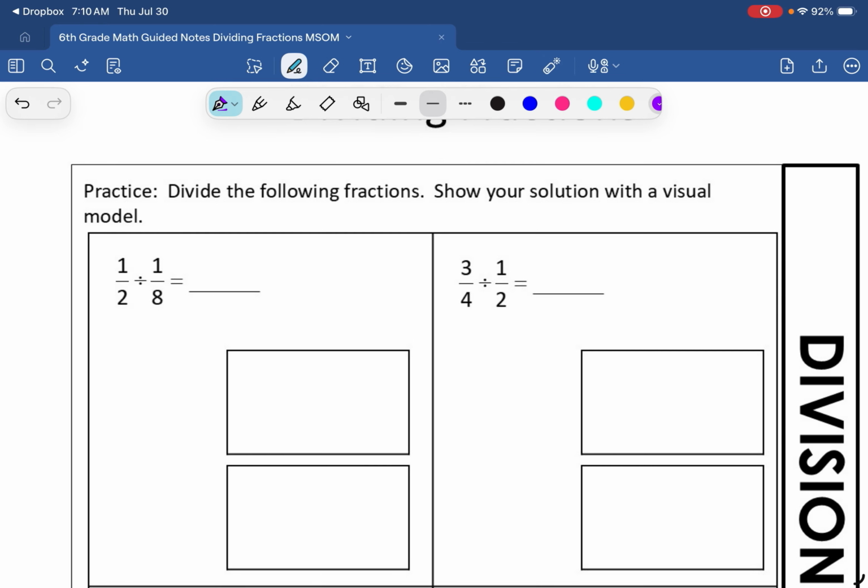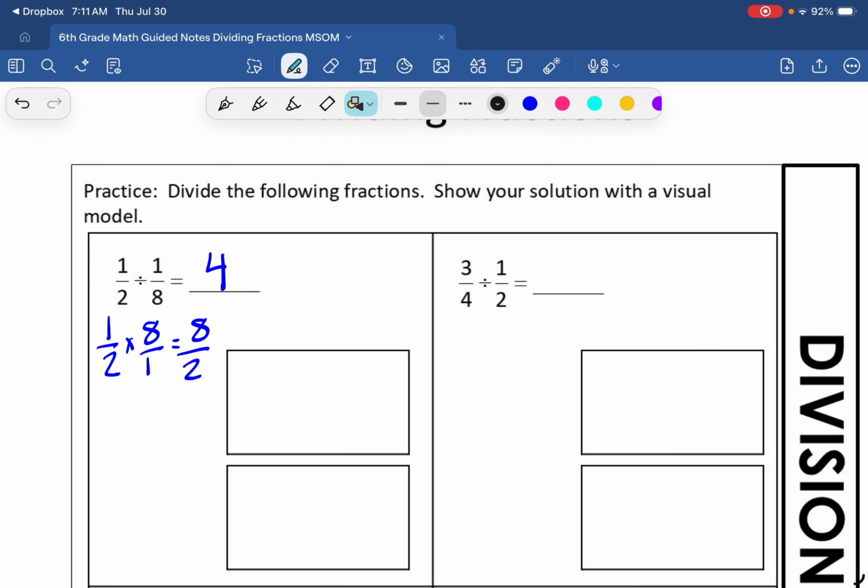So let's do it with the algorithm, and then we'll go back and do it with the model. So 1/2 divided by 1/8 is 1/2 times the reciprocal, 8 over 1. So that's going to equal 1 times 8 is 8. 2 times 1 is 2. 8 divided by 2 is 4.